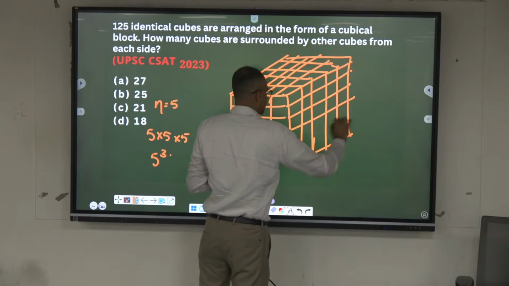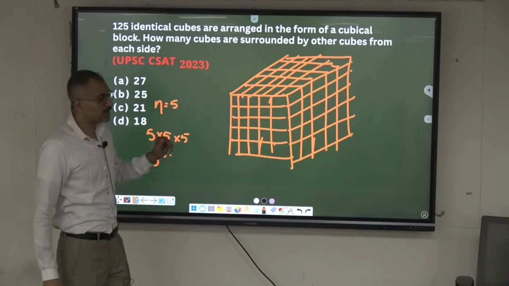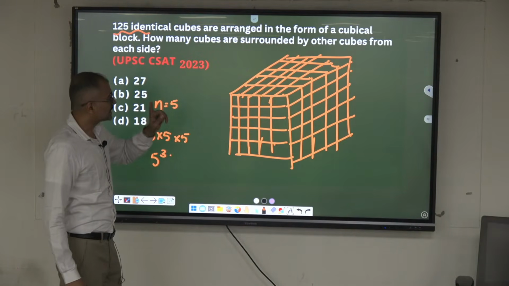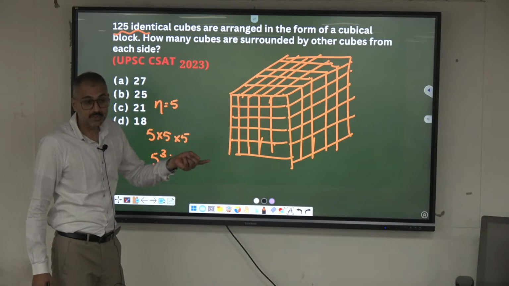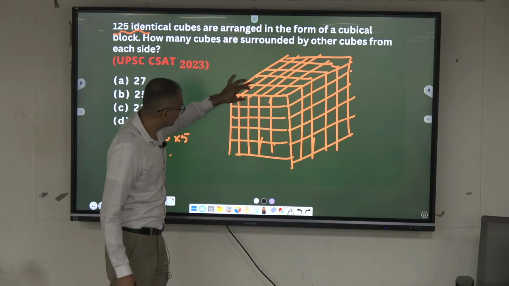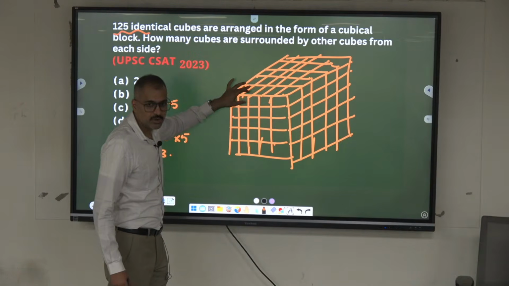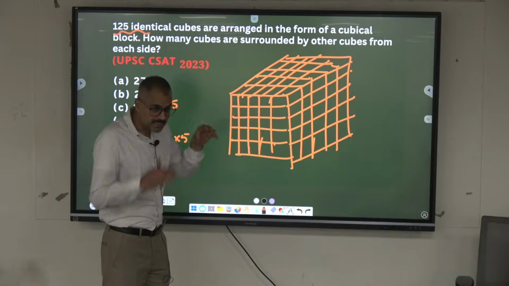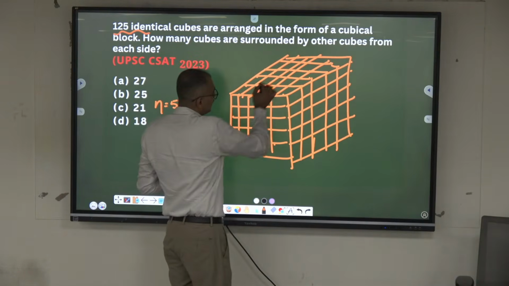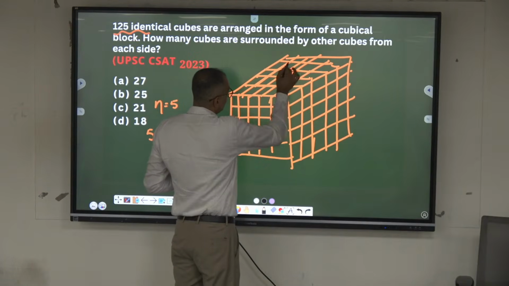How many smaller cubes are there? 125 smaller cubes are there. Which are surrounded by? Surrounded means all 6 sides have to be surrounded by cubes. If I take the exterior cube, is it surrounded on all sides by cubes? No. Where do you find the surrounding cubes? Inside. So I have to take out all the exterior ones, right? So how many will be inside?